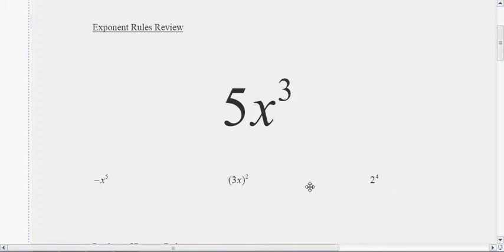This video is a review of exponent rules that you probably learned in Algebra 1, but if you didn't or if you're not remembering them, this should fill in any gaps that you have. I'm going to be using examples from page 91 in your textbook, so if you haven't already grabbed your book, you may want to right now.